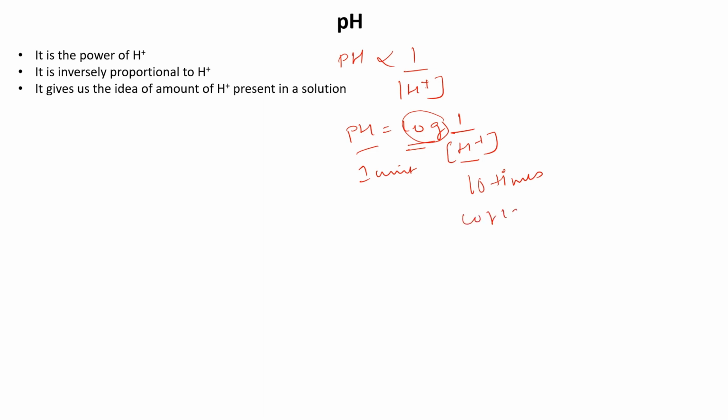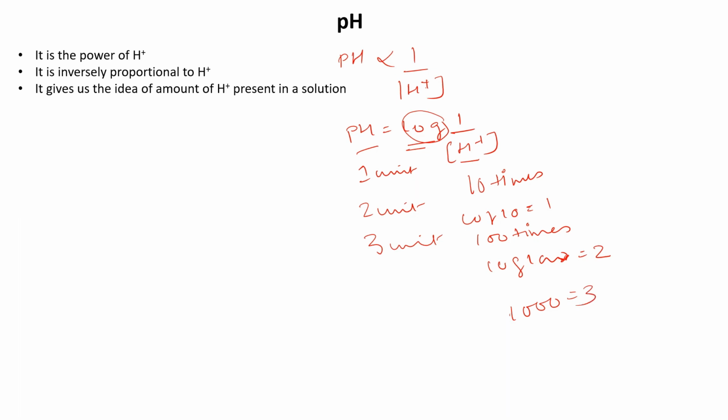because log 10 value is 1. If we increase the concentration of H plus by 100 times, there will be a change in pH by 2 units because log 100 is 2. Similarly, if we increase the concentration of H plus by 1000 times, in pH there will be a change by 3 units because log 1000 is 3.